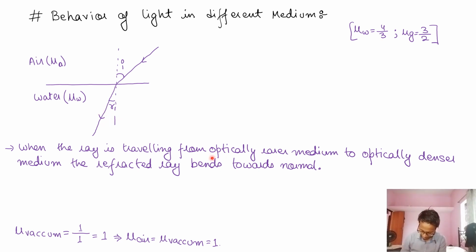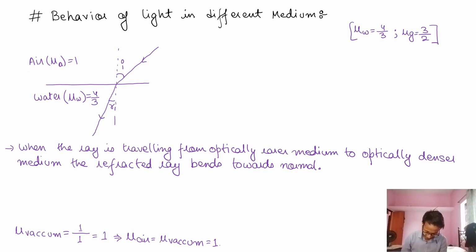So what do I mean by optically rarer medium and optically denser medium? Acha. See, the refractive index of air is how much? The refractive index of air is 1. Refractive index of water is how much? 4 by 3. So which has greater refractive index, water or air? Obviously water. So can I say the refractive index of this medium is greater than refractive index of this medium? So can I say this medium, water, is optically denser than air? Okay.